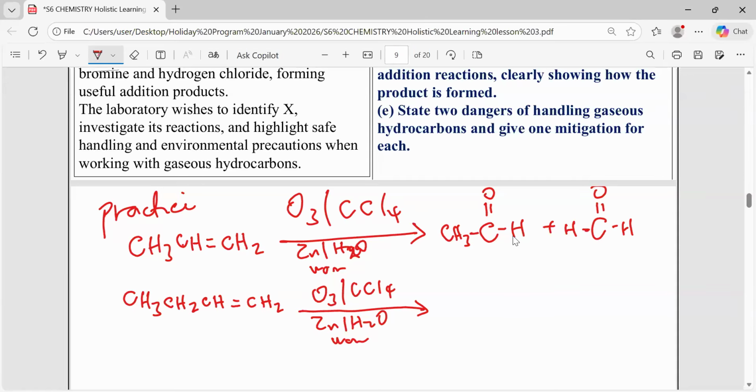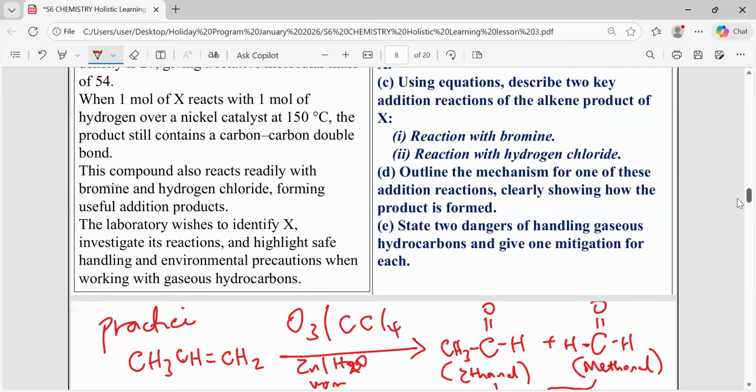Have you seen? Yes. What name do we give to this compound? That one is ethanol. This one is methanol. Are they aldehydes or ketones? They are ketones. Ketones, and you recall the ones we had here.